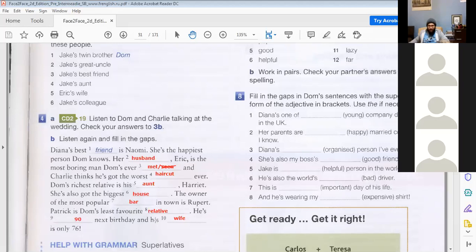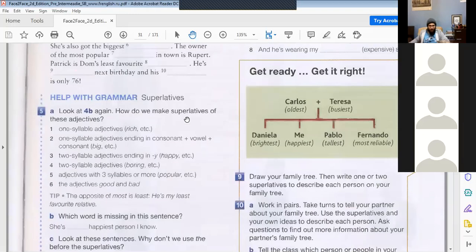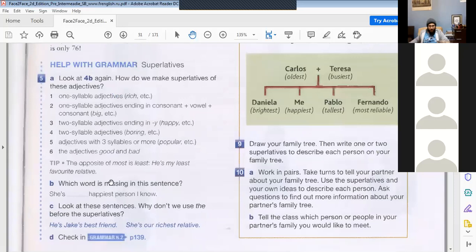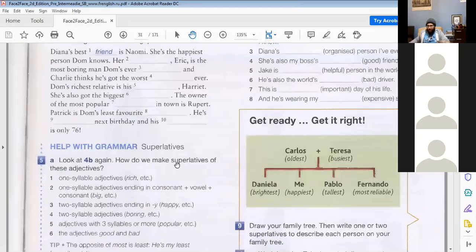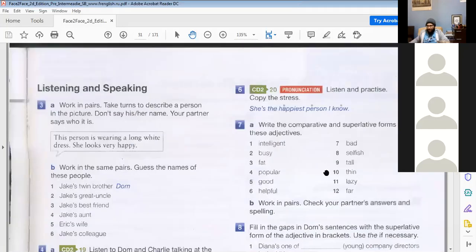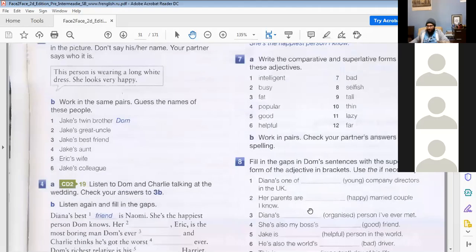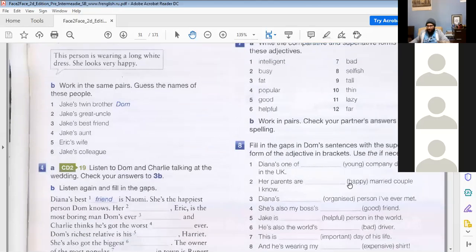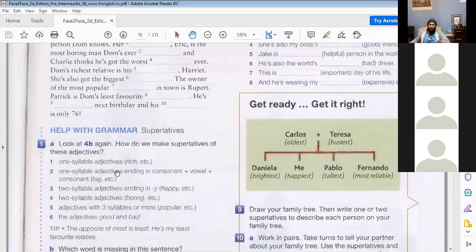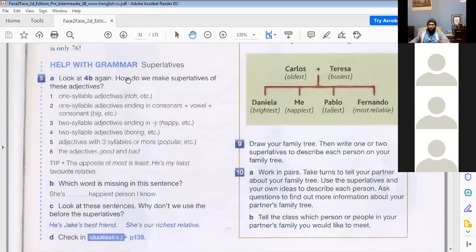Okay, so we have superlatives. Let's talk a little bit about superlatives. Most of it is also from elementary. Most of it is repeated. So most of it is not new. So this is a very nice revision of superlatives from the elementary.